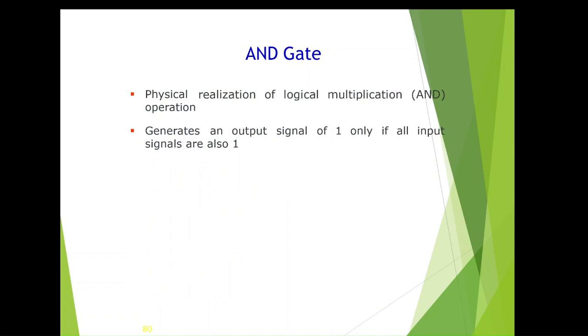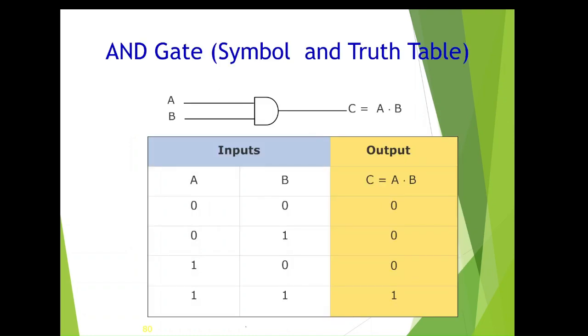First, AND gate. AND gate performs logical multiplication. This is the symbol of the AND gate, and this is the truth table. As you see, the output is A dot B. So here the possible combinations are 0 0, 0 1, 1 0 and 1 1. Just multiplication, so you will be getting 0, 0, 0 and only 1 for 1, 1. Means when A and B are 1, output is 1. In all other combinations, it is 0.